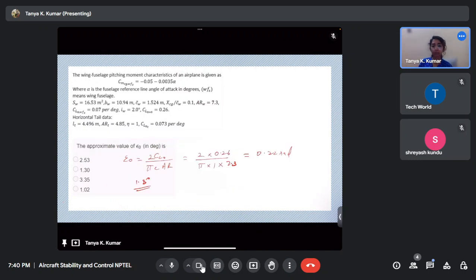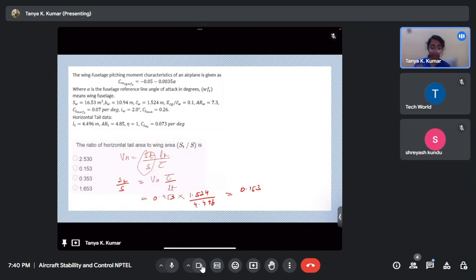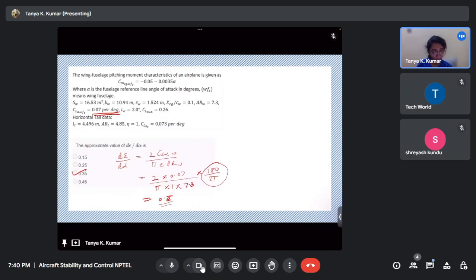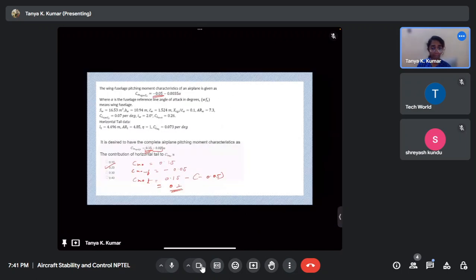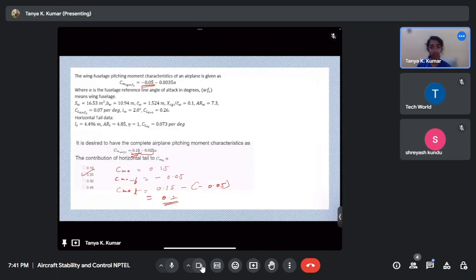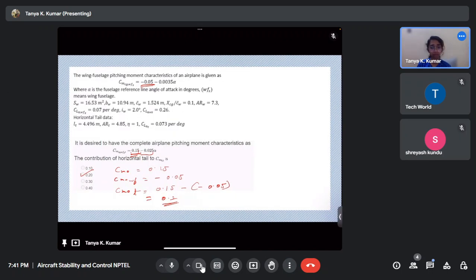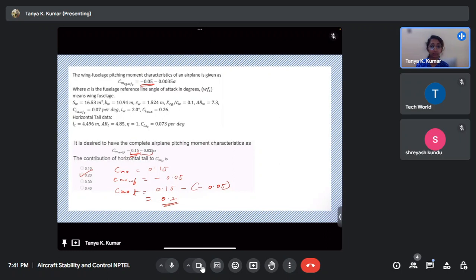Okay, now this was the set of questions that we had to deal with the given data. So what can you say about the overall stability of the aircraft? Is it stable or unstable? Of this aircraft that we just solved, is it stable, unstable, neutrally stable? What is it? Stable. Why? Because the overall Cm alpha is negative. That is the only thing that we have to check. This Cm alpha is negative.